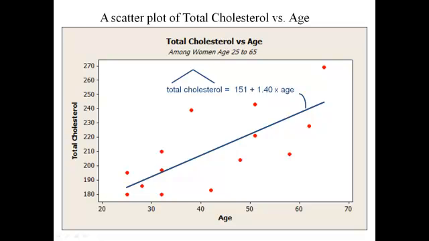In this data set, recall that we had the age and total cholesterol for 14 women aged 25 to 65. We fit a least squares regression model to that data and got the regression equation predicted total cholesterol equals 151 plus 1.40 times age. Now, in our last video, we saw how to use this regression equation to predict the total cholesterol given any woman's age between 25 and 65. But in this video, we want to discuss the interpretation of the slope and intercept terms in the regression model.